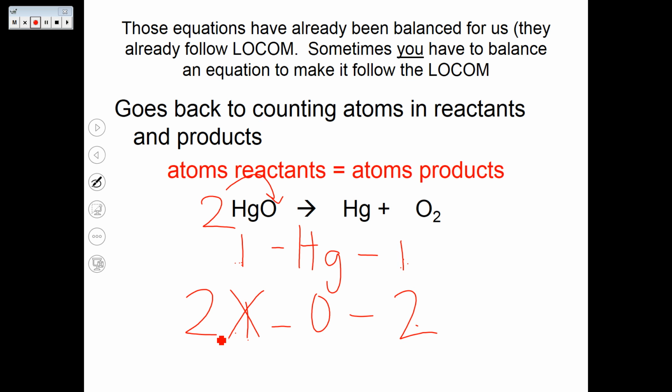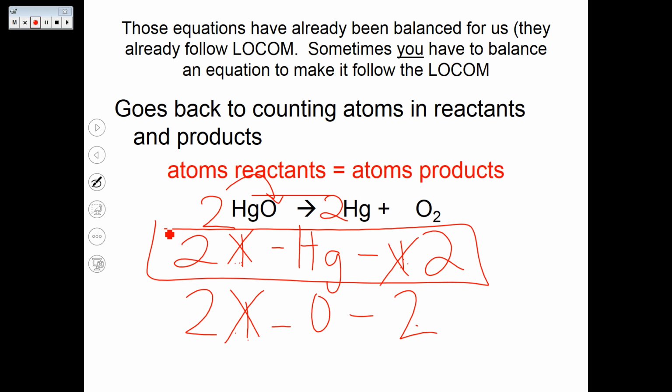So now the oxygens are balanced, but oftentimes when you put a coefficient in, it will mess up another atom. Because the Hg is also attached to HgO, it also changes the Hg to 2 as well. So then you go back to the product side, and by putting a 2 right here, that changes those mercuries to 2. So now your mercuries are 2, your oxygens are 2, and your coefficients have balanced the equation. There is a 2 HgO to 2 mercury to 1 oxygen molecule ratio in this reaction.